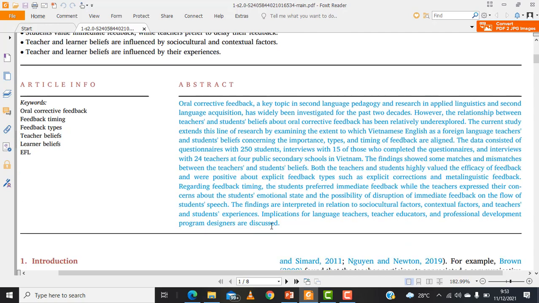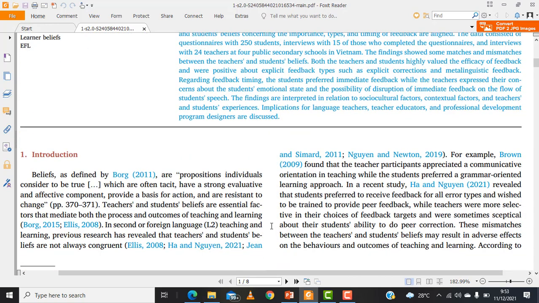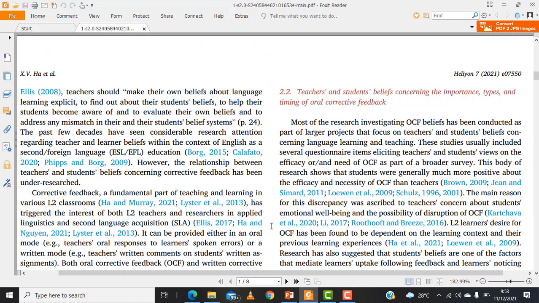Here is the abstract. What you have to do is read all sections in this article, and then you have to write down your summary essays. So make sure that you really understand this text, this article. I take this article because I think it's not really that difficult in terms of the word choices. Okay.